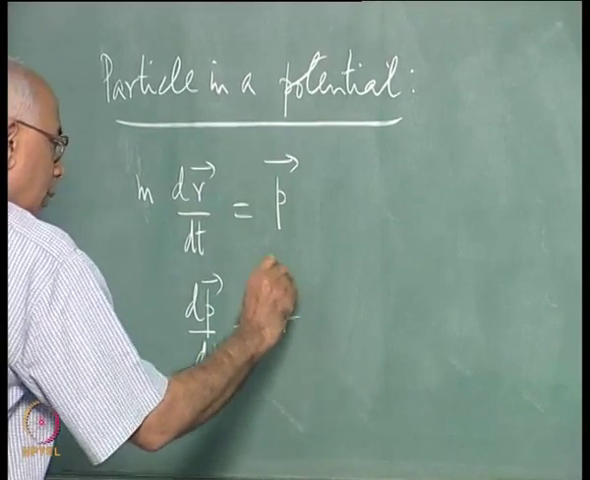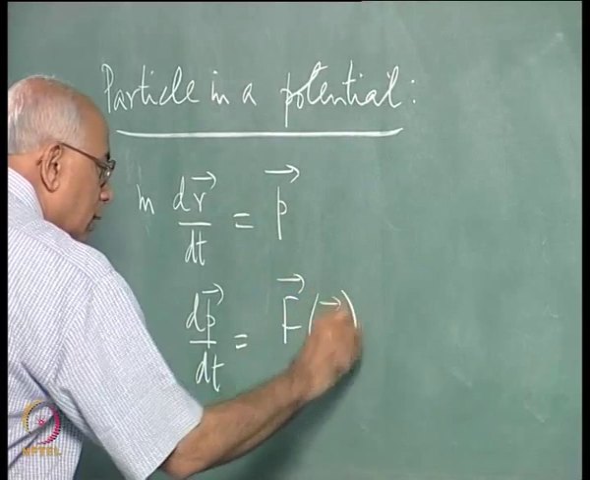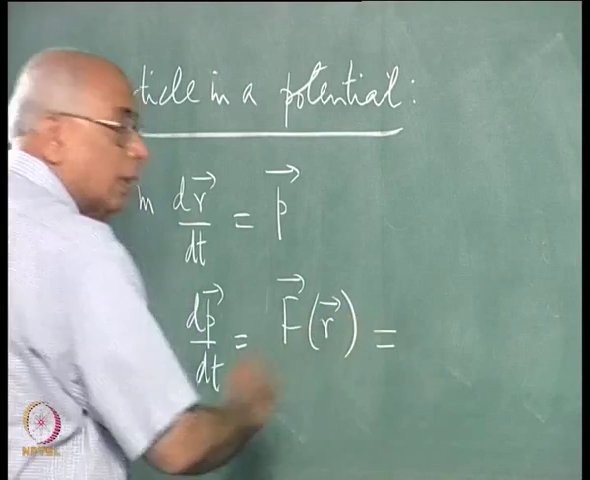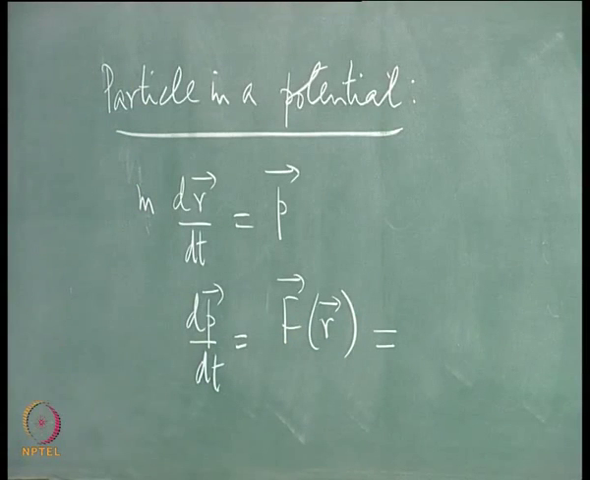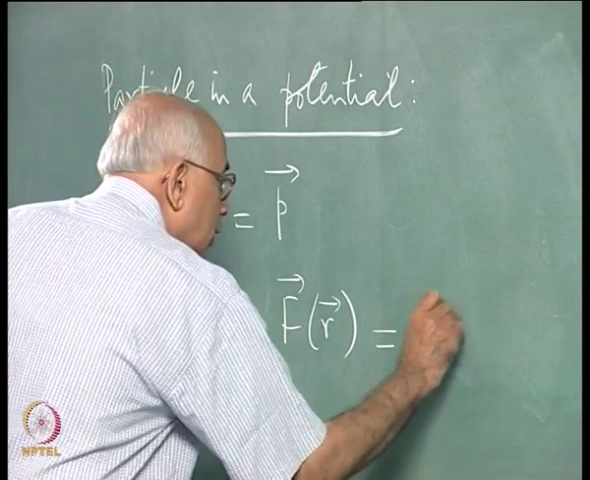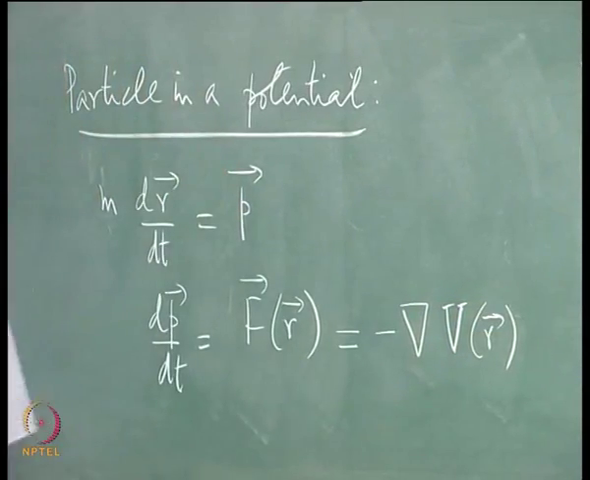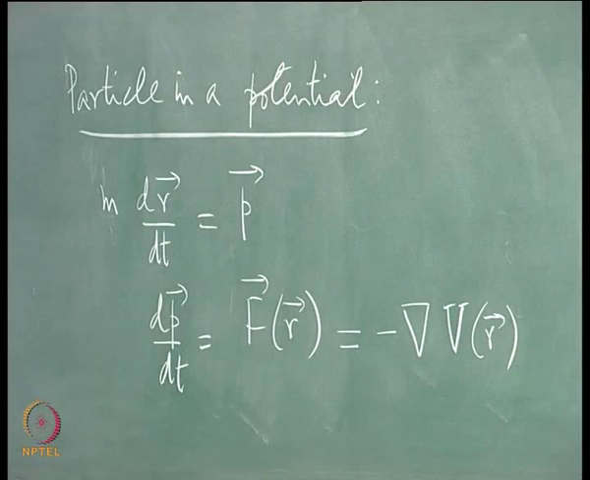If this force is time independent, with no explicit time dependence, and depends only on the instantaneous coordinate of the particle, then it is some f of r. And if this force is conservative, which means it is the gradient of some scalar potential which has the connotation of a potential energy of the particle, then this is equal to minus the gradient of a potential V, which is a function of the coordinates of the particle. This is what you would write down as the normal equations of motion.